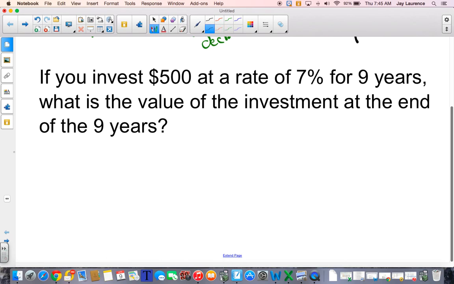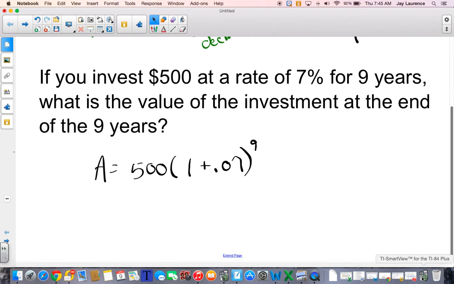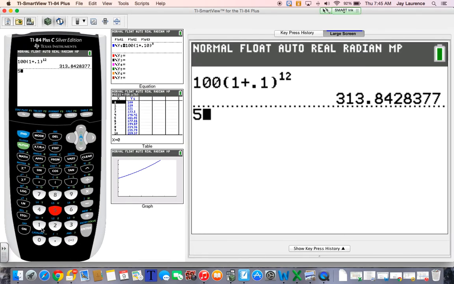Pause the video. All right, here comes my solution. 500 times 1 plus 0.07 for 9 years. There you go. Now I'm going to go to my calculator. So I'm going to go with 500 times 1.07. Hey, Mr. Laurence, you didn't put the plus in there. I wonder why not. See if you can tell me.